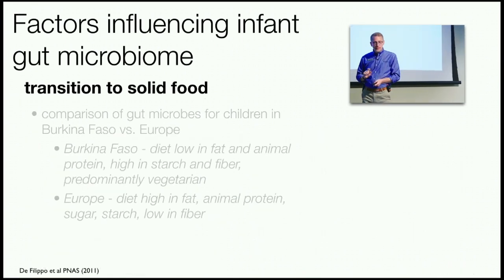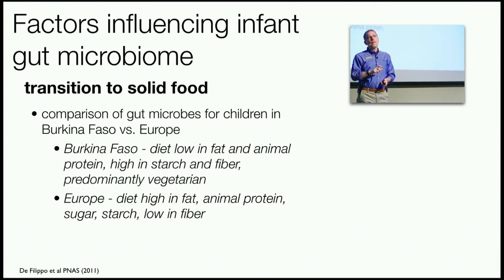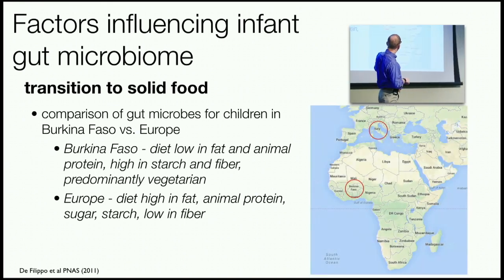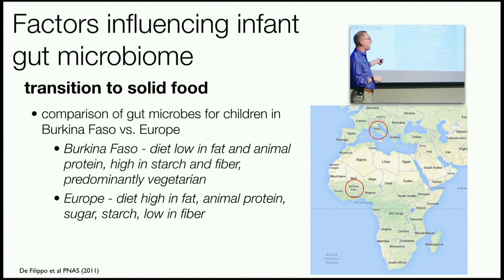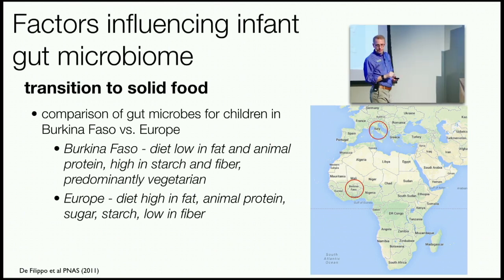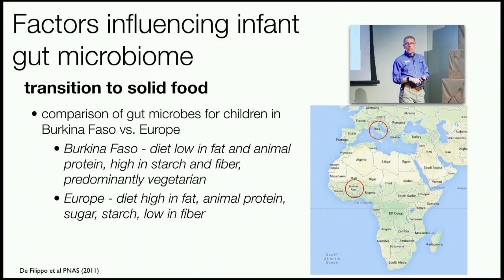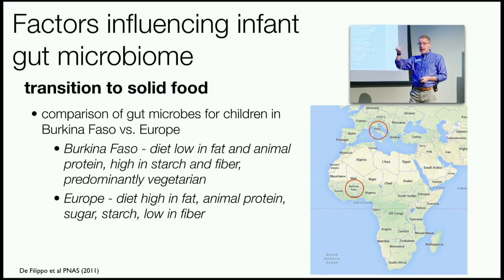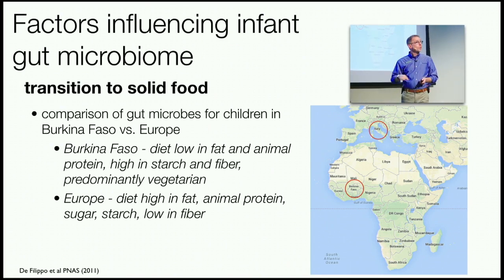I think one of the best examples of this is a study that looked at the transition and the gut microbiome of kids that were born in Italy and kids that were born in Burkina Faso. Burkina Faso is here on the western side of Africa, just in geographic difference. These two cultures have very different food populations. Burkina Faso is low in fat and animal protein and is very high in vegetables. The Italian diet is a traditional Western diet. We'll dig more into diet types next week, but it is generally high in fat and animal protein and sugar and starch and low in fiber.